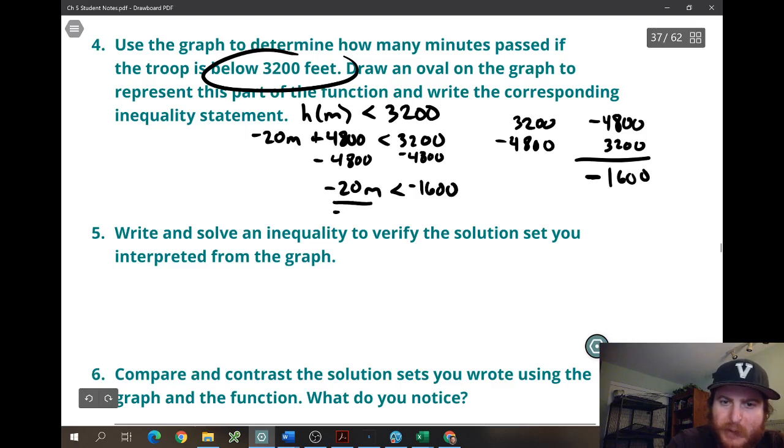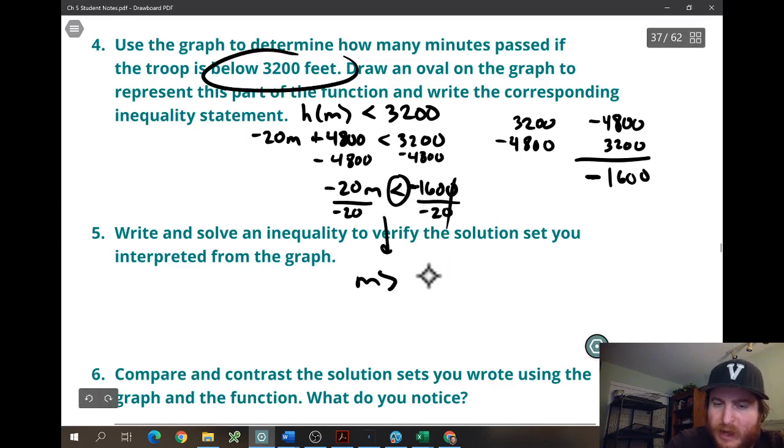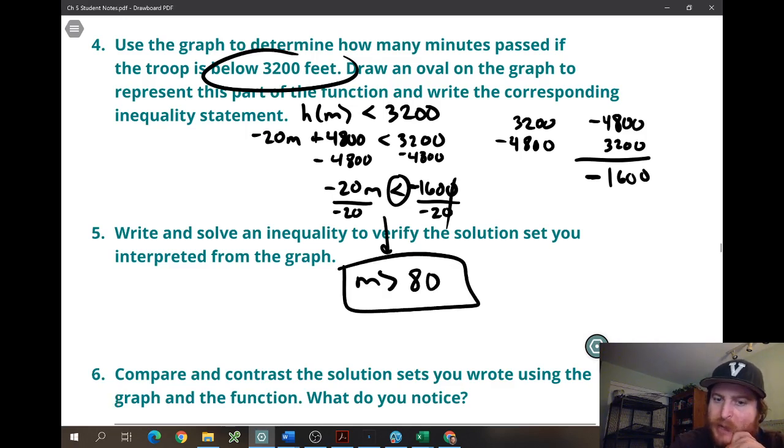And now we're going to divide by negative 20. Remember what we said at the very beginning of class, what we do when we divide by a negative. We flip our sign. Okay, and so that gives us m is greater than, that cancels, positive 80. Negative 1,600 divided by negative 20 is positive 80. So basically, when they've gone for more than 80 minutes, they're going to be below 3,200 feet, right? Because they're going down.